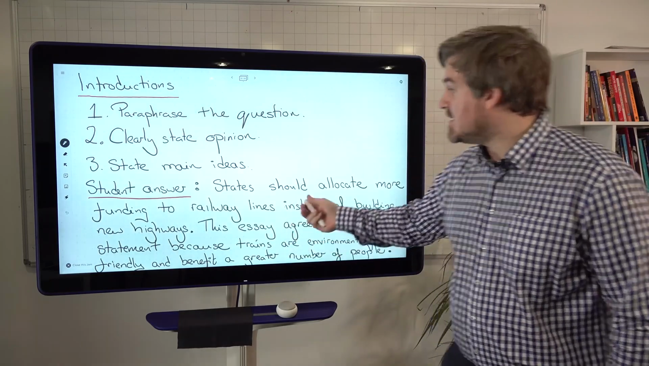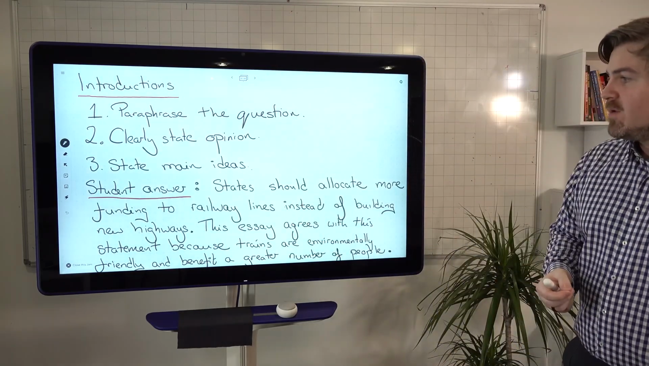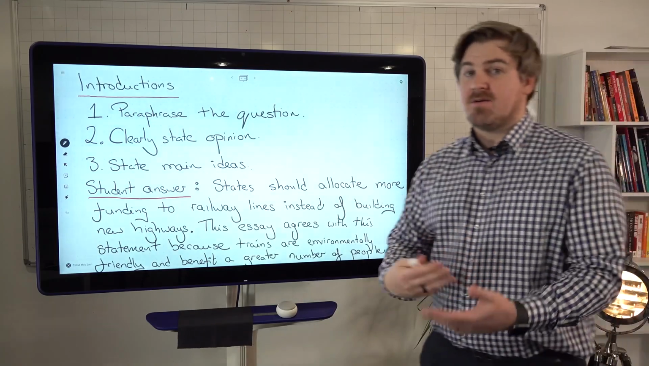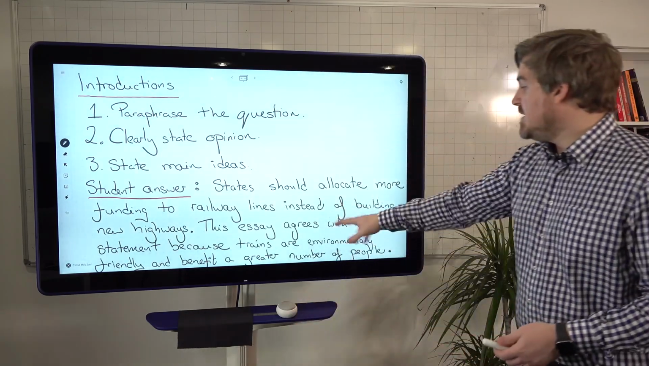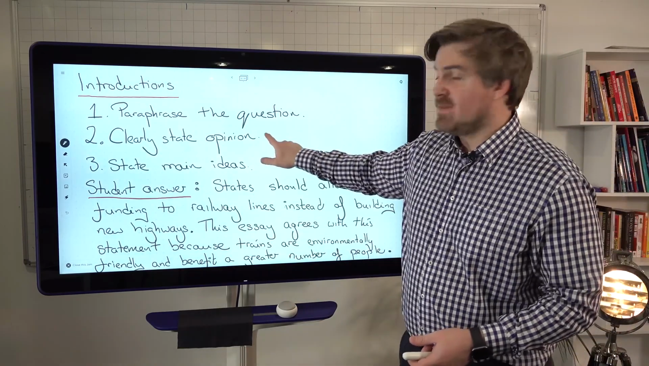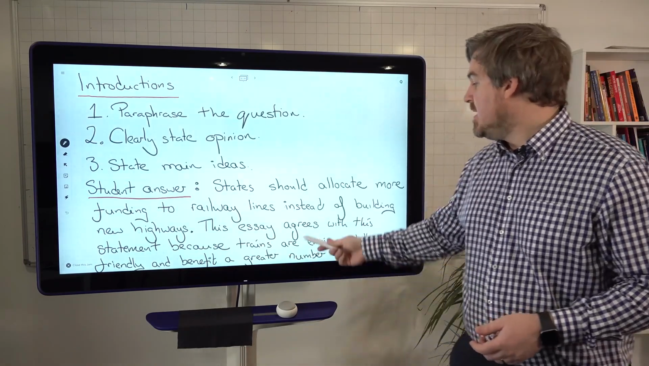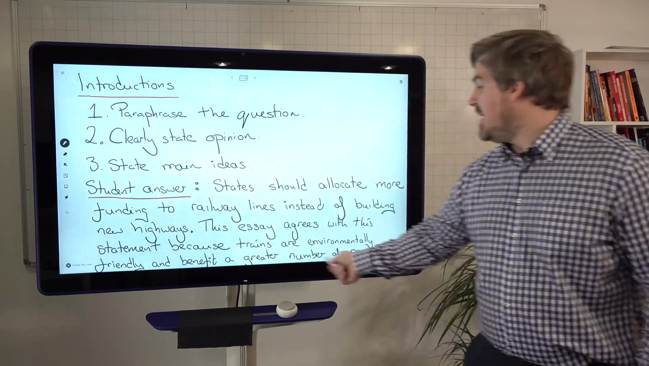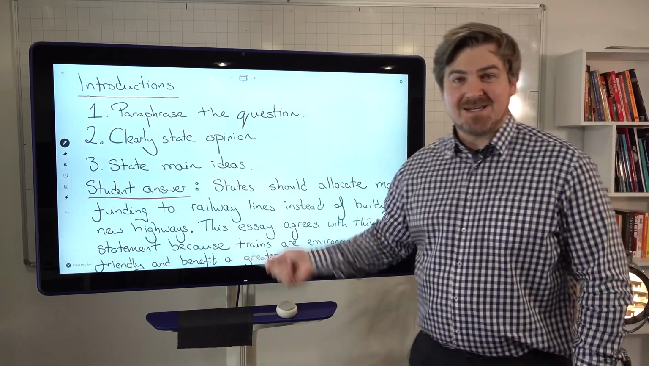So the first sentence, states should allocate more funding to railway lines instead of building new highways. They're just paraphrasing the question. This essay agrees with this statement. That's clearly stating their opinion. Because trains are environmentally friendly, idea 1, and benefit a greater number of people, idea 2.